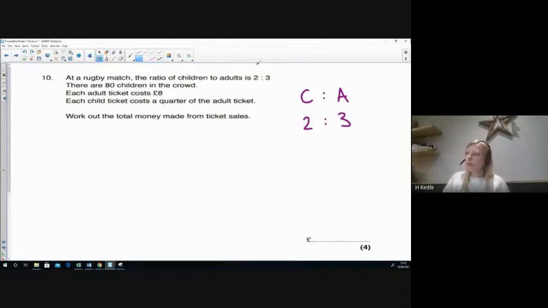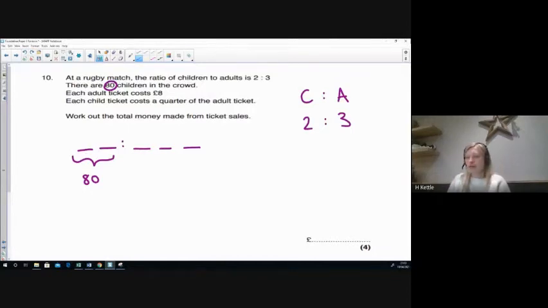Now, when we have ratio questions, normally we need to add together how many parts we've got. So in this case, there are 5 parts. So 2 to 3, like this, and divide by that. But we've not been given all of the people. So we're not going to divide by 5 on this one. We're going to divide by how many parts this is worth. Now, if there are 80 children, then we know that this side, the 2, needs to be 80.